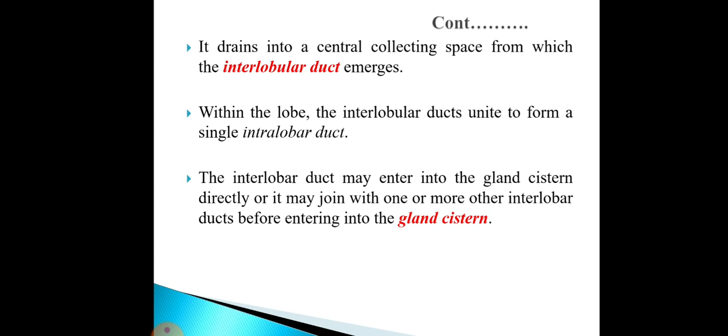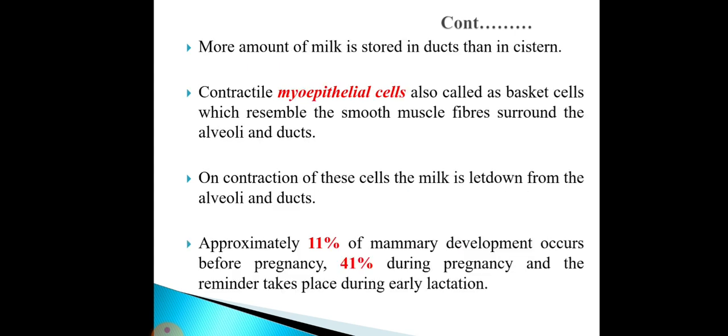and it drains into a central collecting space from which the interlobular duct emerges. So within the lobe, the interlobular ducts unite to form a single interlobar duct. The interlobar duct may enter into the gland systems directly, or it may join with one or more other interlobar ducts before entering into the gland systems. So in this way, more milk is stored in the ducts than in the cisterns.